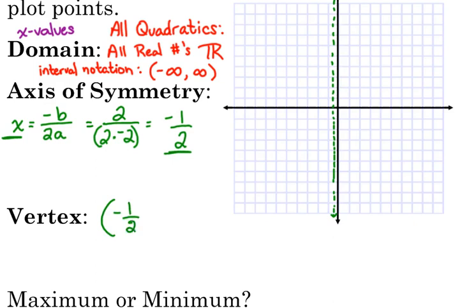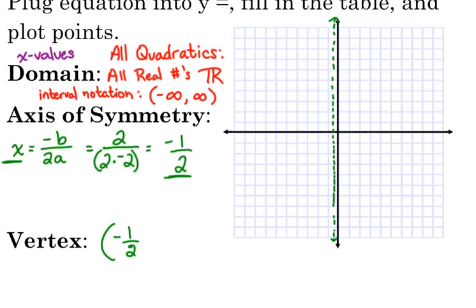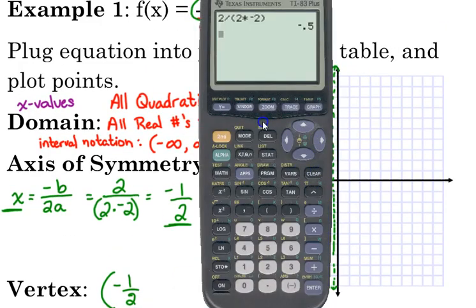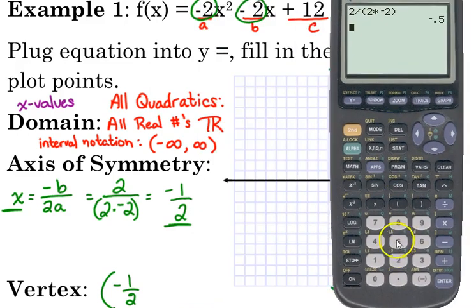If we know the x-value, how do we get the y-value of the function? Plug it in. Plug it into the equation. Okay, this one's not on our table because it's a fractional value, so we've got to plug it in. Negative 2 parentheses, negative 1/2 squared, minus 2 parentheses, negative 1/2 plus 12.